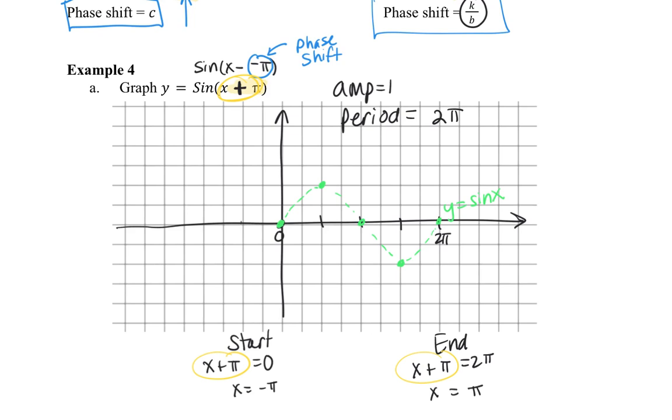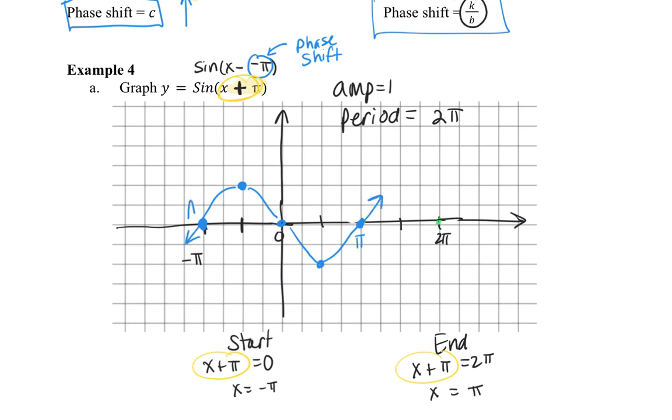And so then we can just see where those are. Here's negative pi. So what my graph now does is it starts at negative pi, and now it ends at pi. And so now I go from negative pi up to the peak, down to the midline, down to the bottom, and back to the midline. So there's my new graph, and it's just slid left.